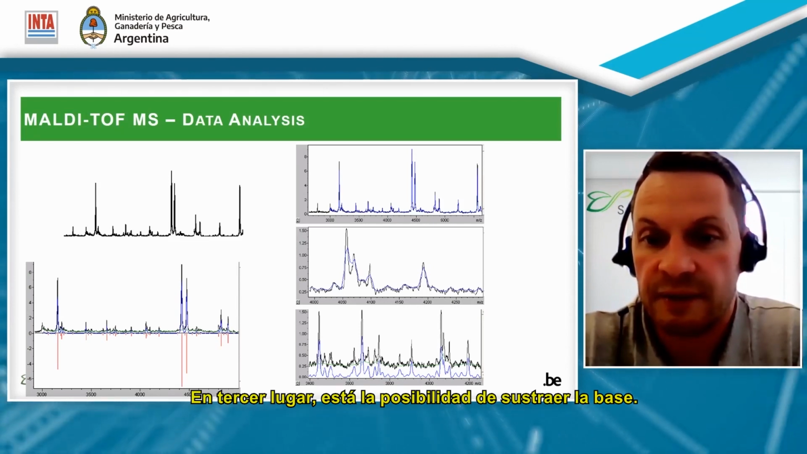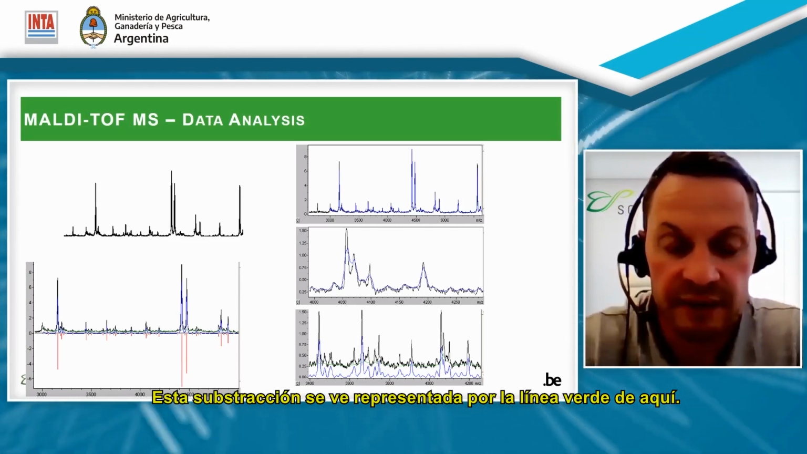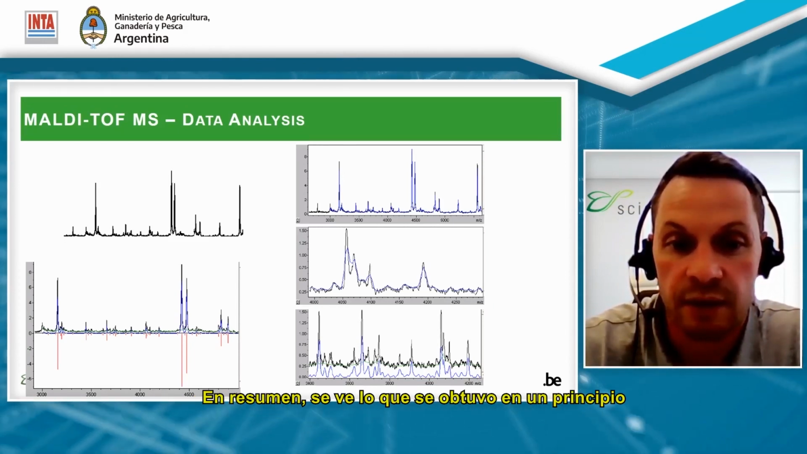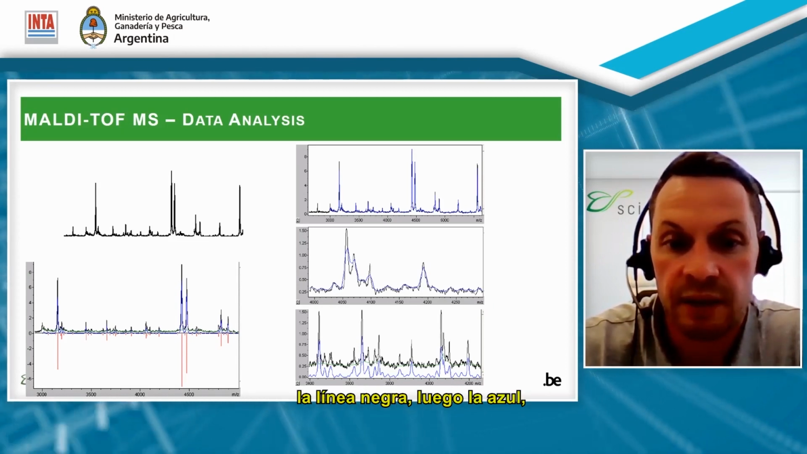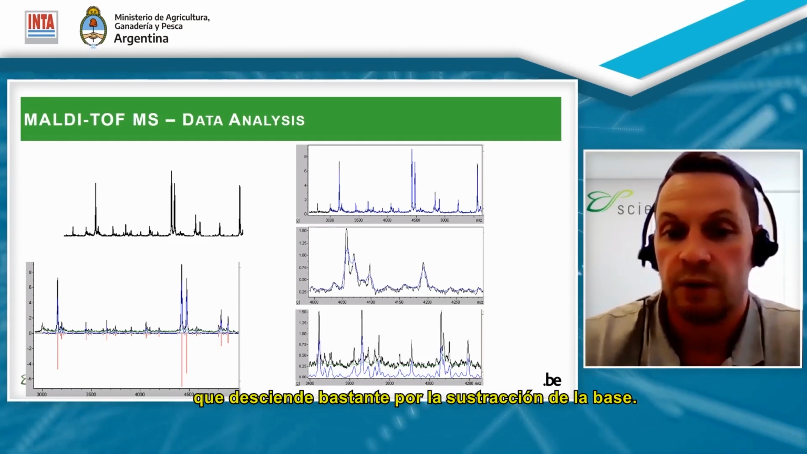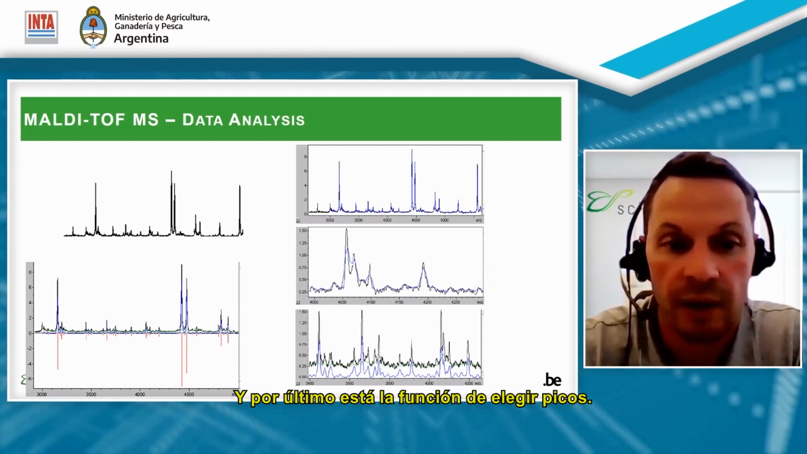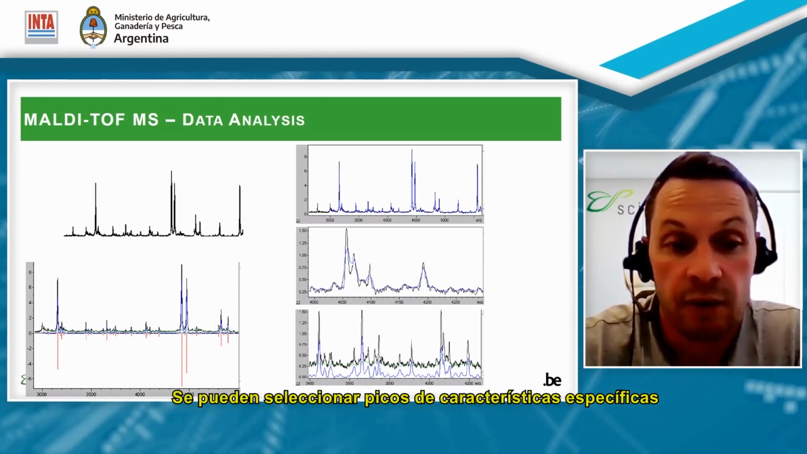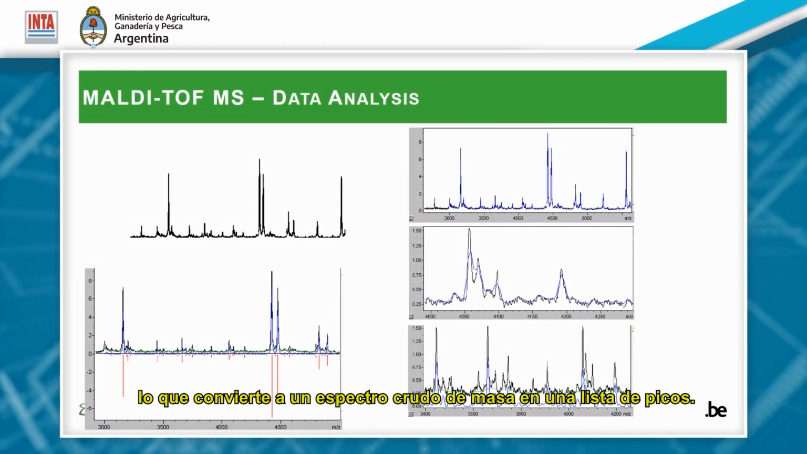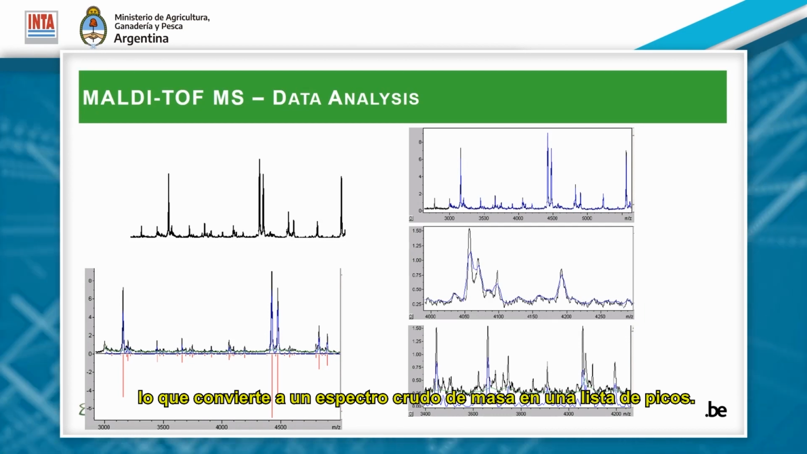A third element is baseline subtraction. Baseline subtraction is represented by the green line here. So basically, you will see that where you had initially the black, then you had the blue, and the blue is really going down by the baseline subtraction. And the last step is peak picking, where peaks with specific characteristics can be selected. And so an actual raw mass spectrum is turned into a list of peaks.